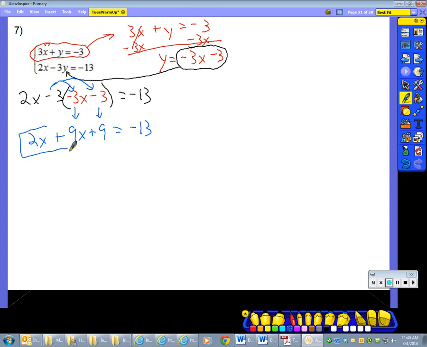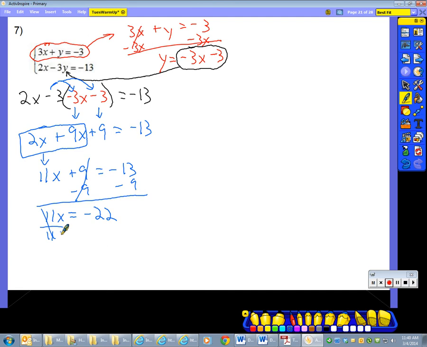I can combine like terms. I've got 2x plus 9x. That's going to give me 11x's. Negative 13. And then I can subtract 9 on this side and subtract 9 on that side. And I have 11x equals negative 22. Divide this side by 11. Divide this side by 11. And I have x equals negative 2.